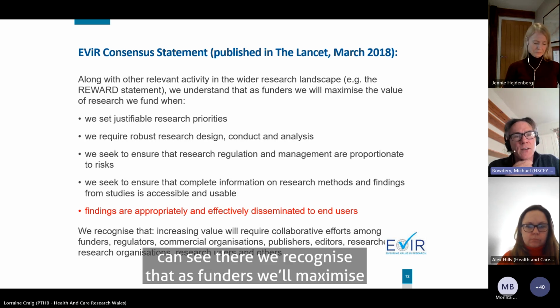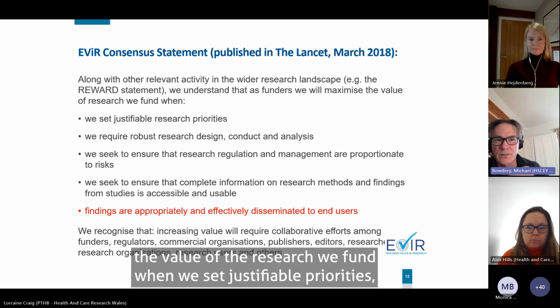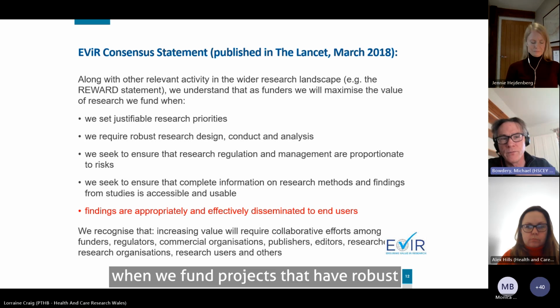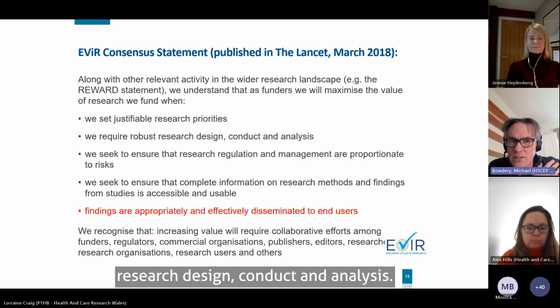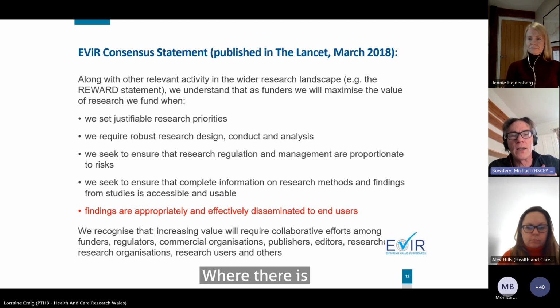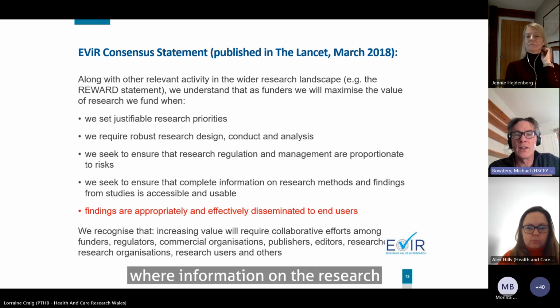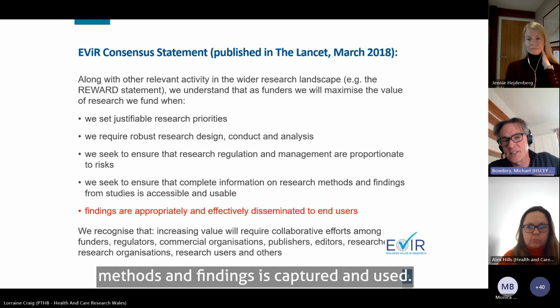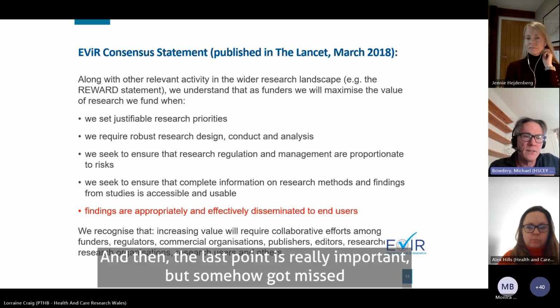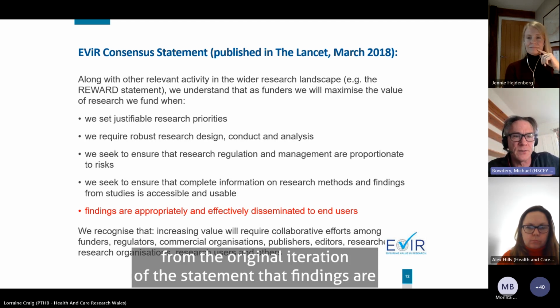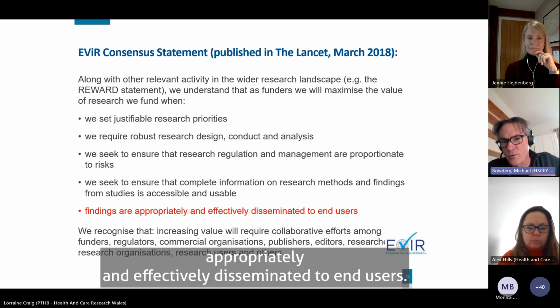So you can see there we recognise that as funders we'll maximise the value of the research we fund when we set justifiable priorities, when we fund projects that have robust research design, conduct, and analysis, where there is appropriate regulation and management that's proportionate to risk, where information on the research methods and findings is captured and used. And then the last point, really important, but somehow it got missed from the original iteration of the statement, that findings are appropriately and effectively disseminated to end users.